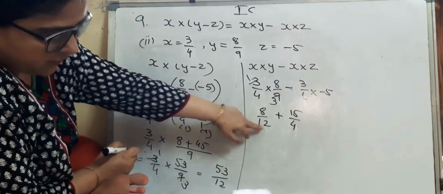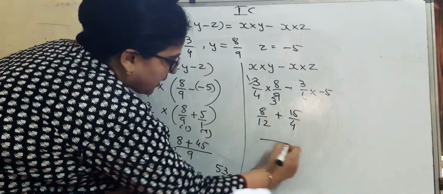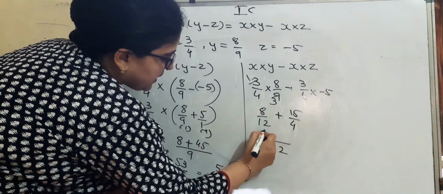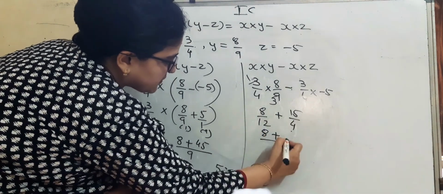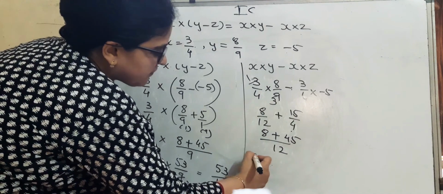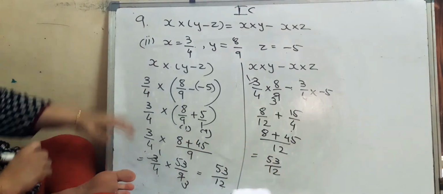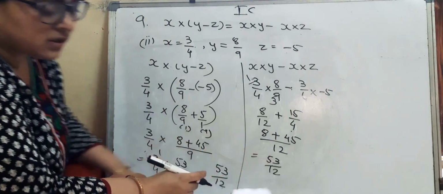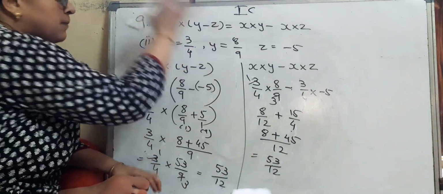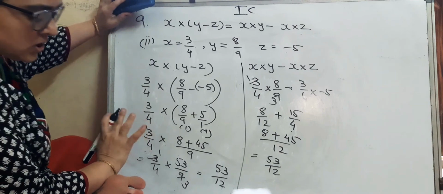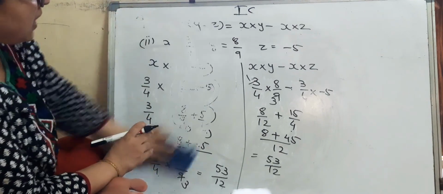Now the LCM of 12 and 4 is 12. So 8 plus 45, 15 3s are 45, then it is 53/12, which is the answer for both. This is verified for the commutative property over subtraction. The 9th question is completed.